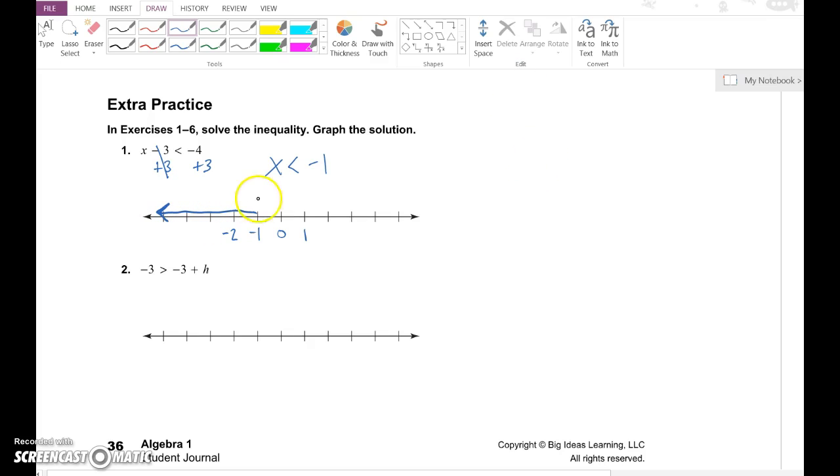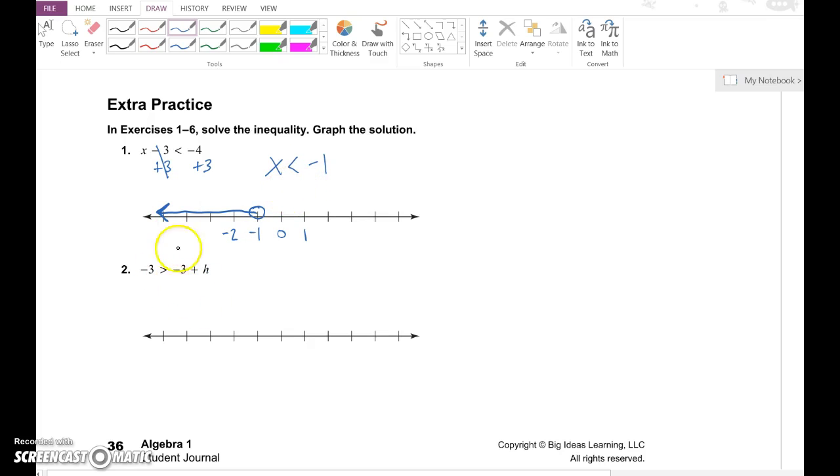And then can it be negative 1? So it can't be negative 1. It says x is less than negative 1. So we're going to put a circle around that, meaning it can be around negative 1. It could be negative 1.1, negative 1.2, negative 1.5, negative 1.75. But it can't be exactly negative 1 because there's no equal sign.